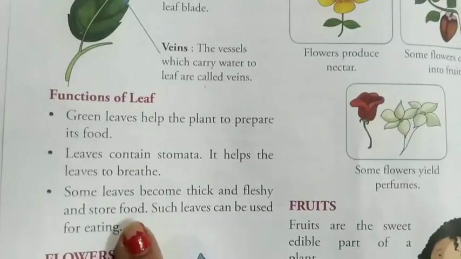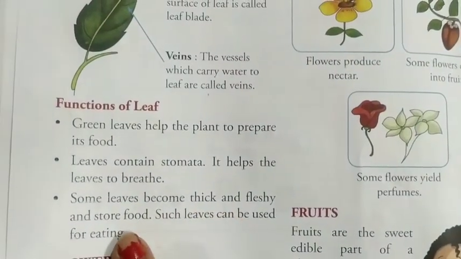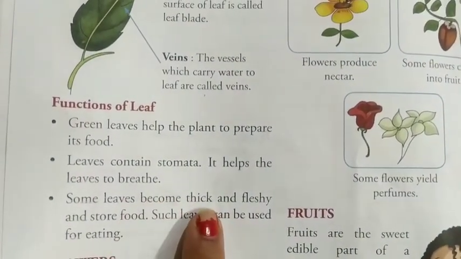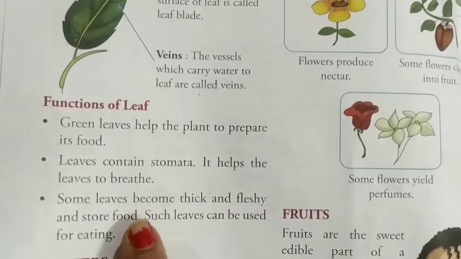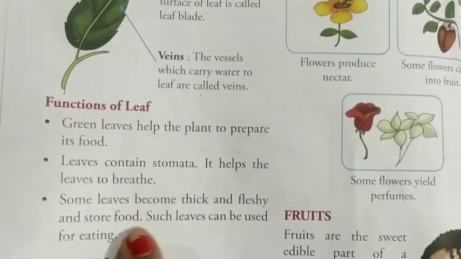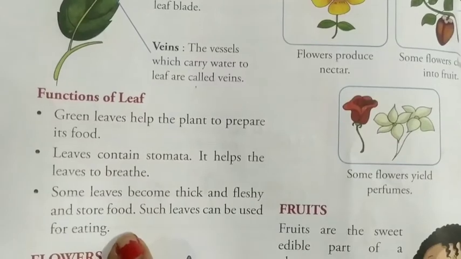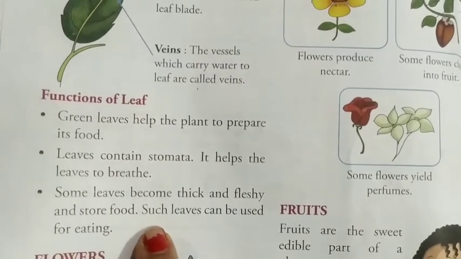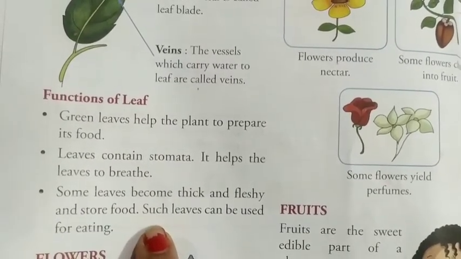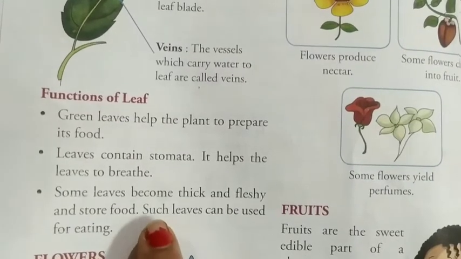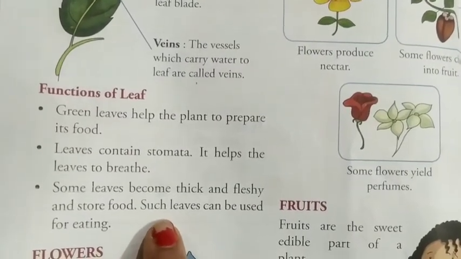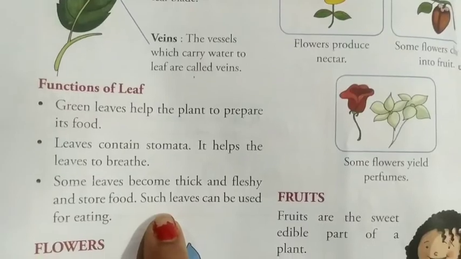Some leaves become thick and fleshy and store food, like stem and root. Leaves also store food, and such leaves can be used for eating. Like mint, coriander, these are all leaves. Spinach too. They are leaves and we can use them for eating.